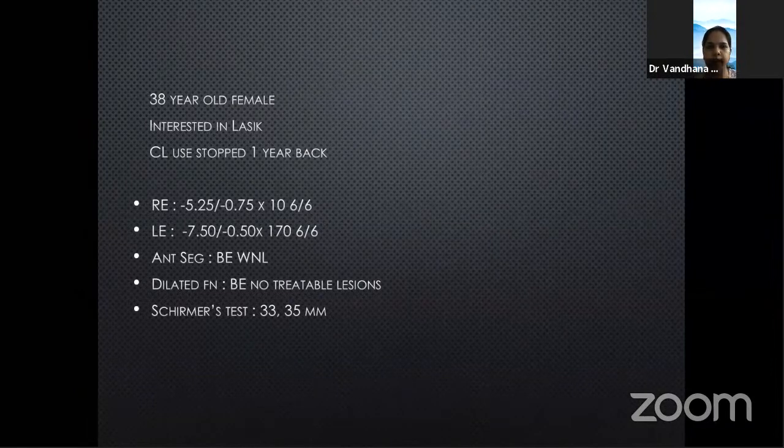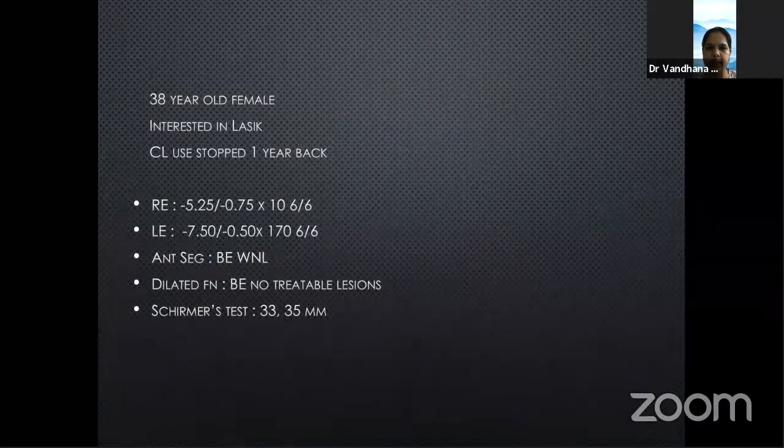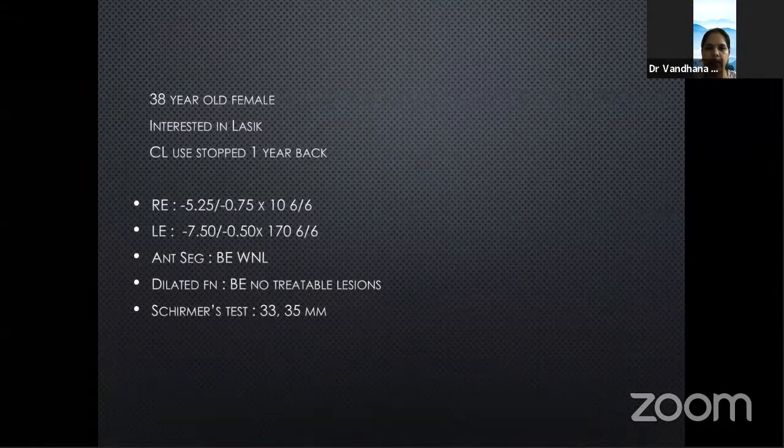So we have a case of a 38-year-old female who was interested in LASIK, and she had stopped her contact lens use about 1 year back. The power in her right eye was minus 5.25 sphere, 0.75 cylinder at 10 degrees, and she was improving to 6/6. Left eye was minus 7.5 sphere, 0.5 cylinder at 170, and she was improving to 6/6. Anterior segment was within normal limits, fundus was within normal limits, and Schirmer's was within normal limits.